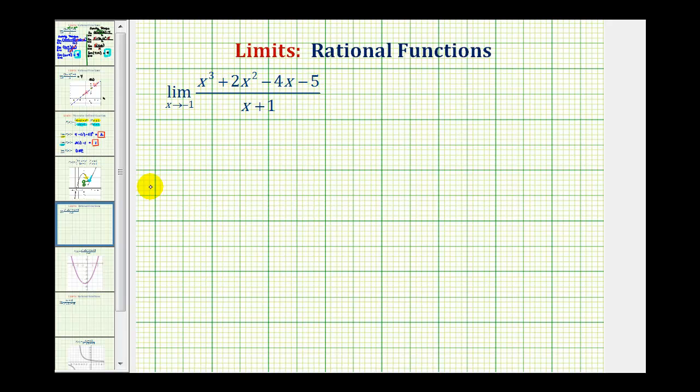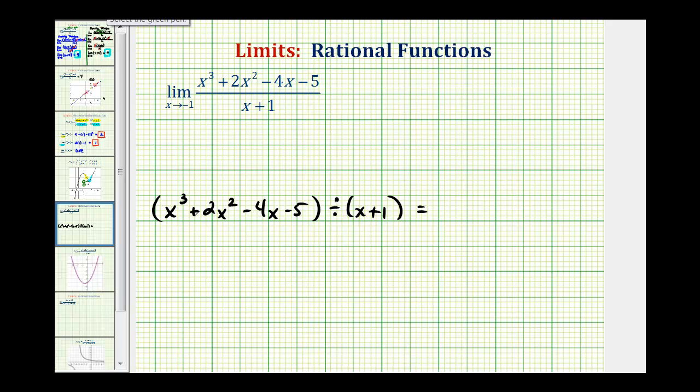To do this, we want to divide x to the third plus 2x squared minus 4x minus 5 by the quantity x plus 1. If we perform this division and the remainder is 0, then x plus 1 is a factor of our degree 3 polynomial. And to perform this division, we can either use long division or synthetic division.